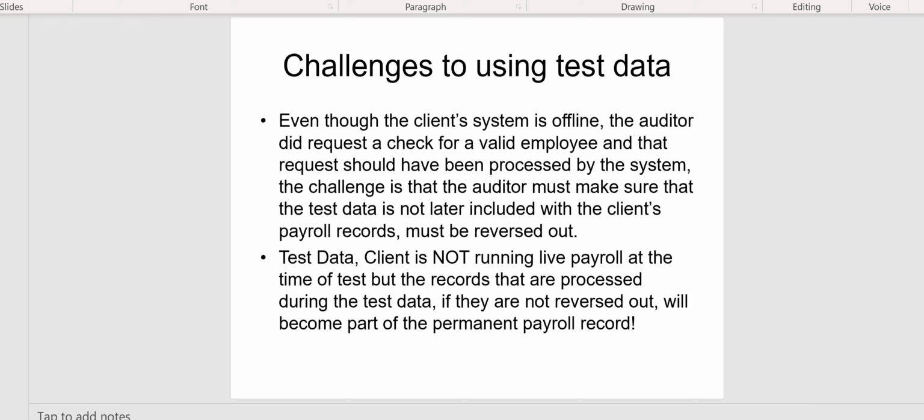Well, the challenge is that the auditor must make sure that the test data is not later included with the client's payroll records, which means that check that we just requested was processed and now it's part of the client's payroll records. So we have to make sure that's reversed out. That's the challenge of using test data. So in test data, the client is not running live payroll at the time of the test, but the records that are processed during the test, if they're not reversed out, they'll become part of the permanent payroll record.